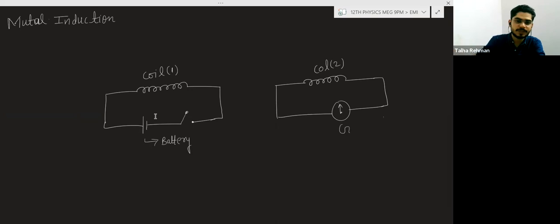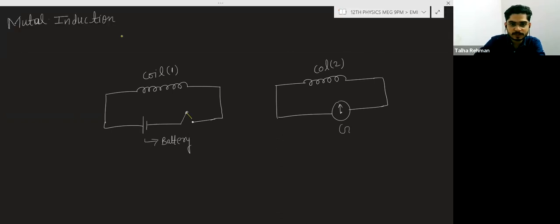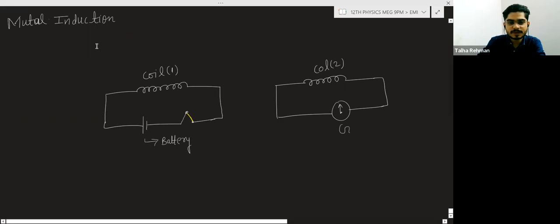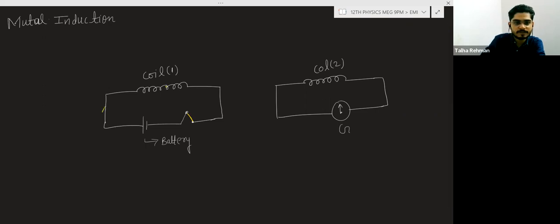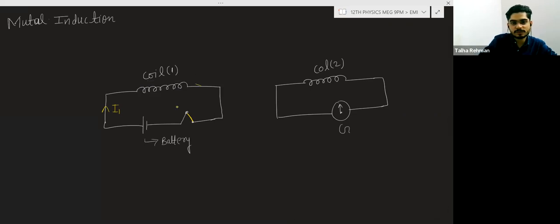And right now there is no current in this coil also. So now I am just closing this switch. I have just closed this switch. So what will happen? Here is the battery. Due to the EMF of the battery, the current will start increasing in this circuit, or indirectly, the current will start increasing in the coil. So there will be some current I1. When you close the switch, this current I1 will start increasing. This current is in this coil also, here also the current is I1.